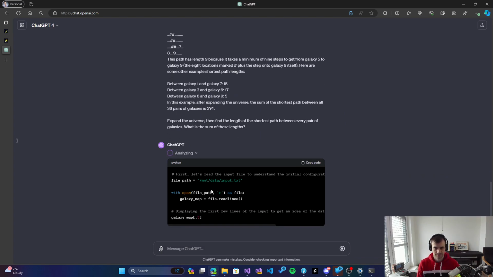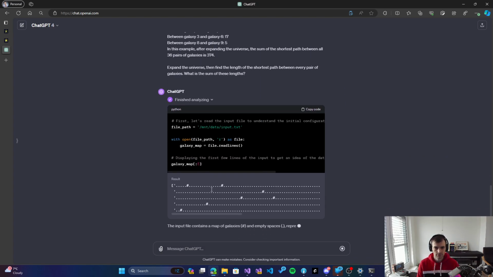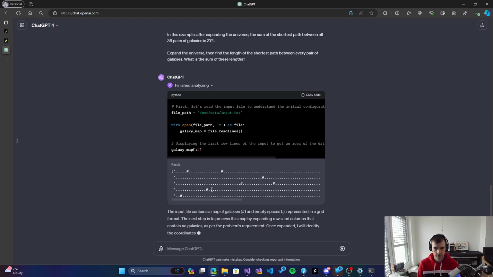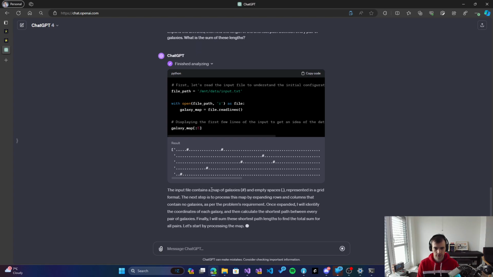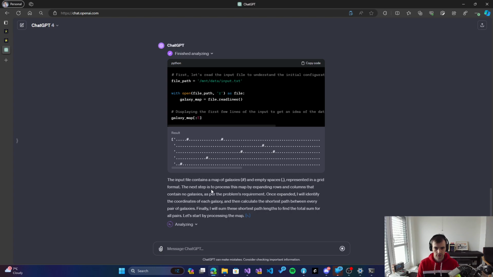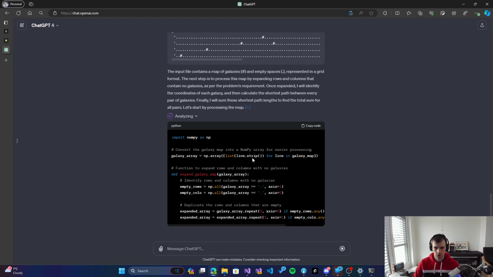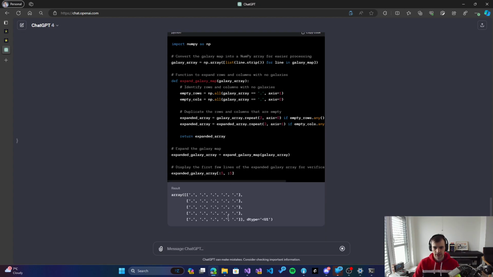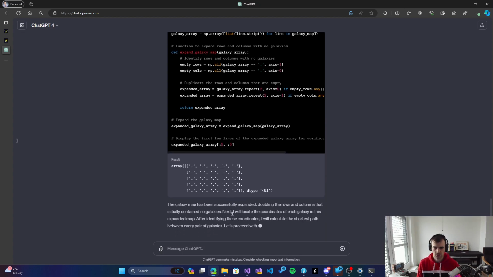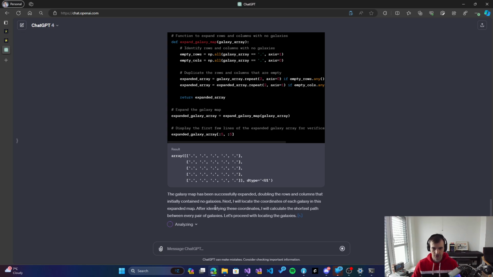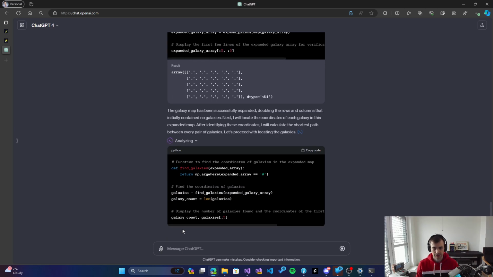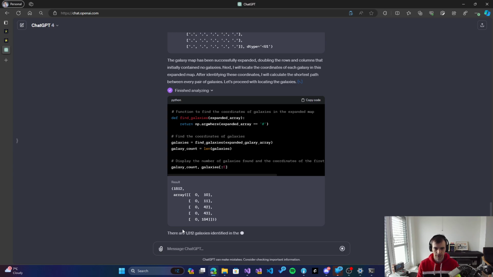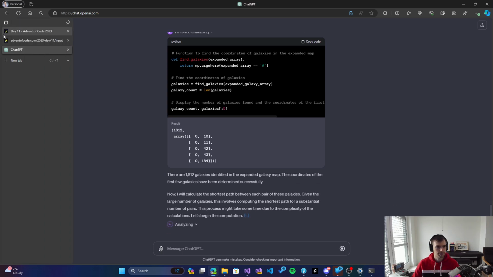Analyzing. It seems that it's really going to expand the rows by adding additional rows and additional columns, which is kind of problematic. It should be fine in this problem because the map is not that large, but if it's going to be expanding for the second part of the problem with 1 million expansion, that's going to be problematic.